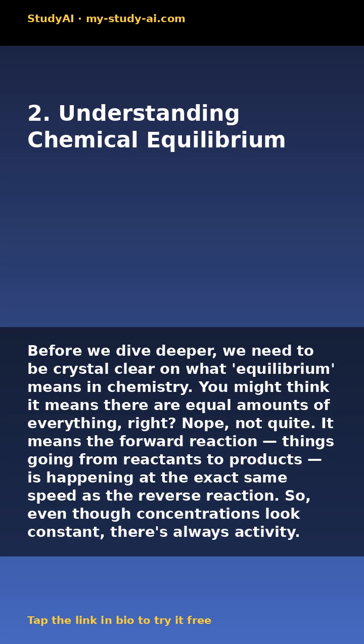Before we dive deeper, we need to be crystal clear on what equilibrium means in chemistry. You might think it means there are equal amounts of everything, right? Nope, not quite. It means the forward reaction, things going from reactants to products, is happening at the exact same speed as the reverse reaction. So even though concentrations look constant, there's always activity.